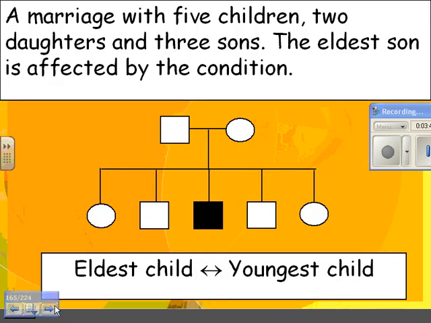So this is the marriage with 5 children. I think there's a mistake in this. Let's see, 2 daughters and 3 sons. That's correct. The eldest son, nope, sorry, should be the second eldest son is affected by the condition. So it goes from oldest to youngest.